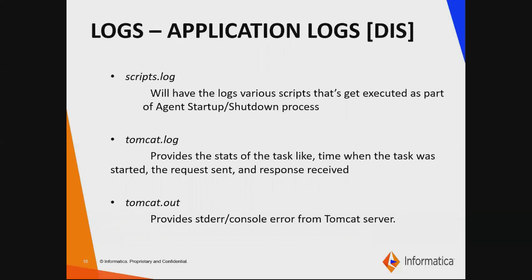Logs for the DIS. For DIS, we have the scripts log, which usually captures information on agent startup and shutdown processes. Tomcat log captures every piece of information about your tasks: when the task was triggered, when the request was sent to the cloud server, and when the response was received. It also contains information like how many records were processed, and information like stack trace if the Tomcat process crashed. So any kind of Tomcat related activity can be found inside tomcat.log. Whereas tomcat.out is kind of a console error file from the Tomcat server. For any design related activities, we can see those error messages in tomcat.out.